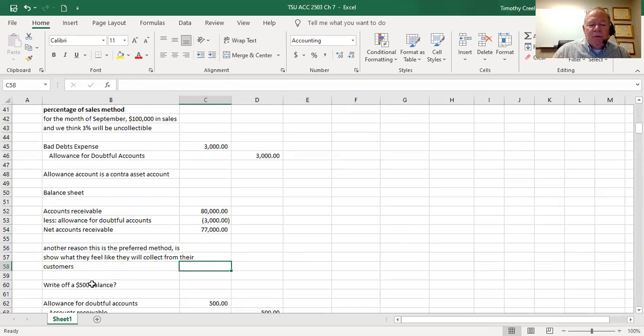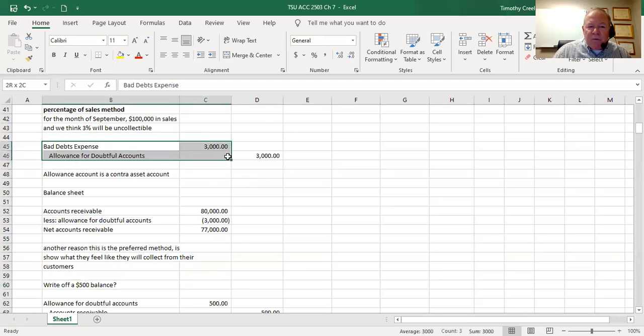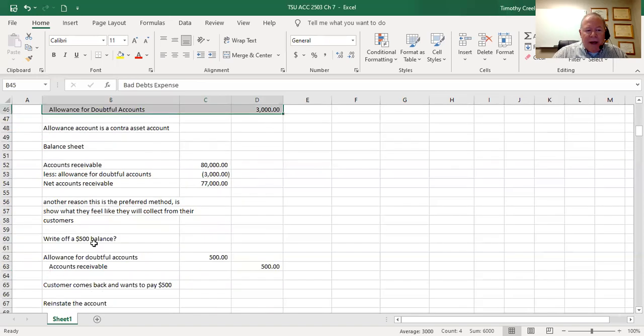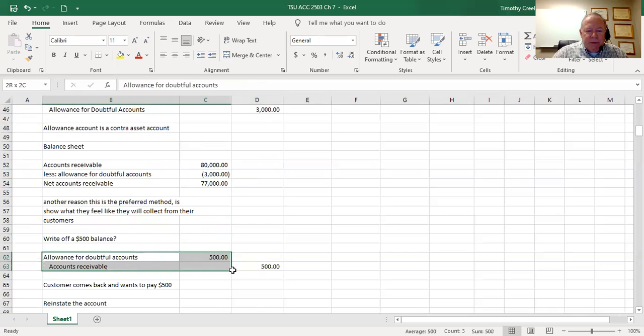Now, what if you have to write off an account? Notice that when we made this entry, this was more of just a general entry of what we felt like we were not going to collect based on the sales that we made during the period. That's basically what this is right here. So if we wanted to write off a $500 balance, then what we would do is we would debit the allowance for doubtful accounts, and we would credit accounts receivable.